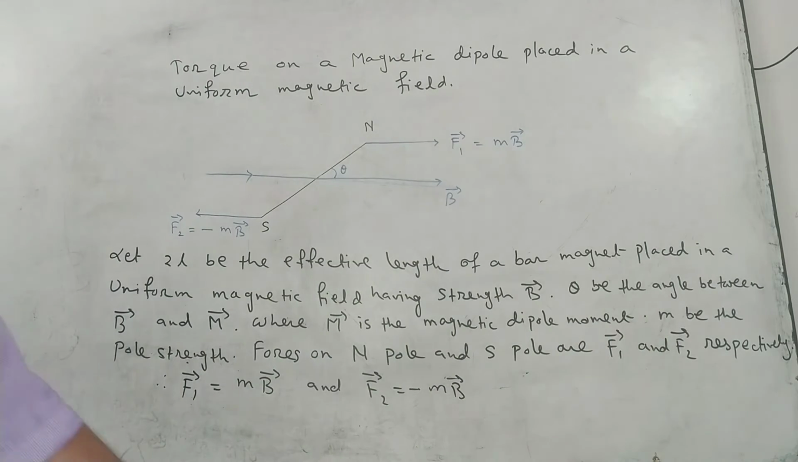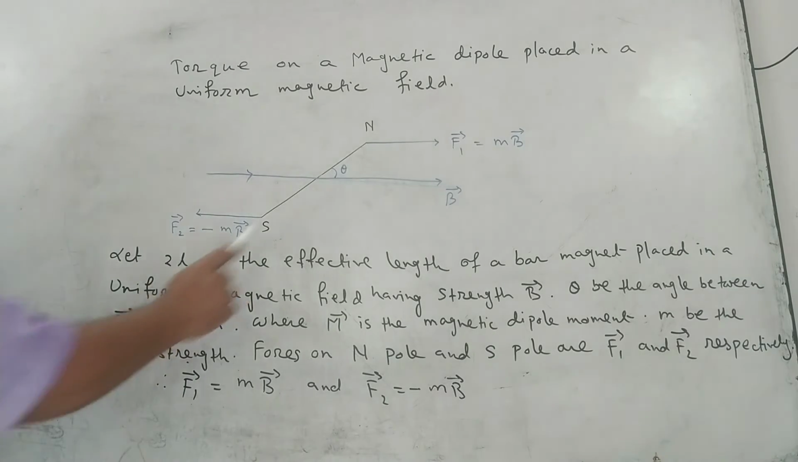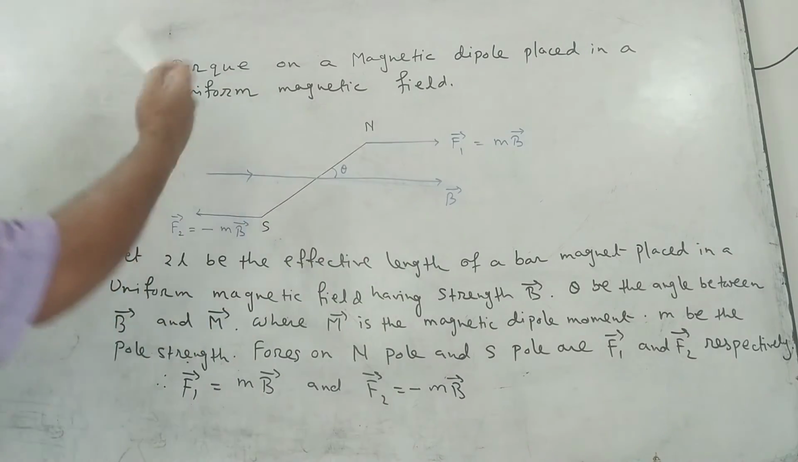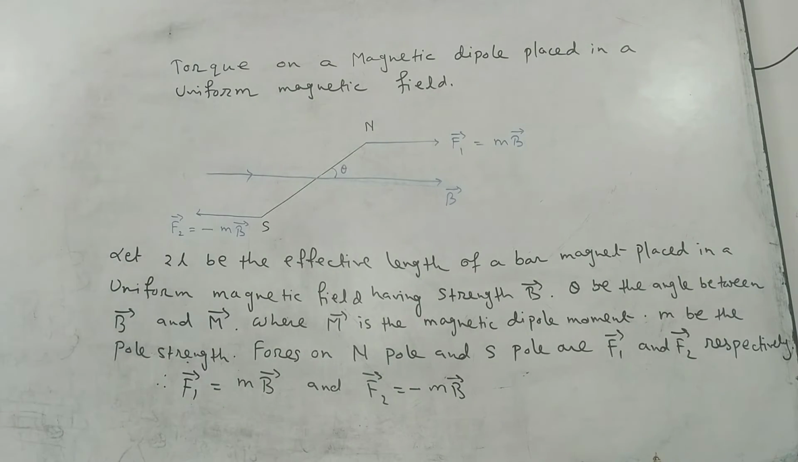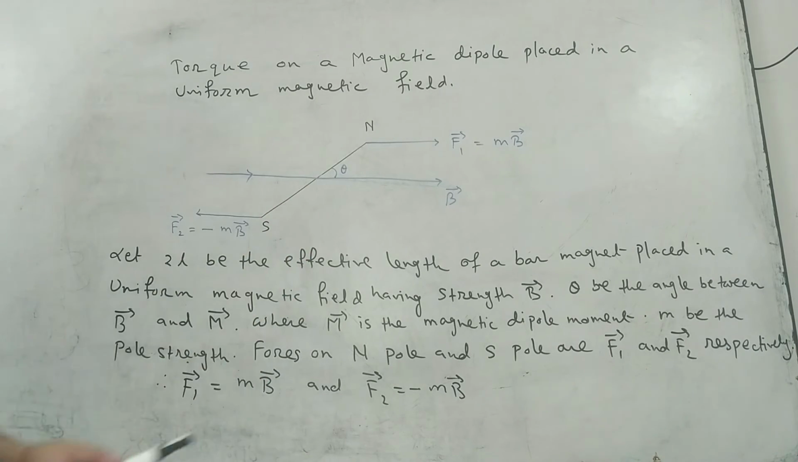Now I am going to discuss the torque on a magnetic dipole placed in a uniform magnetic field. Let 2L be the effective length of a bar magnet placed in a uniform magnetic field having field strength capital B. Theta is the angle between capital B vector and capital M vector, where capital M is the magnetic dipole moment of the bar magnet. Small m is the magnetic pole strength.